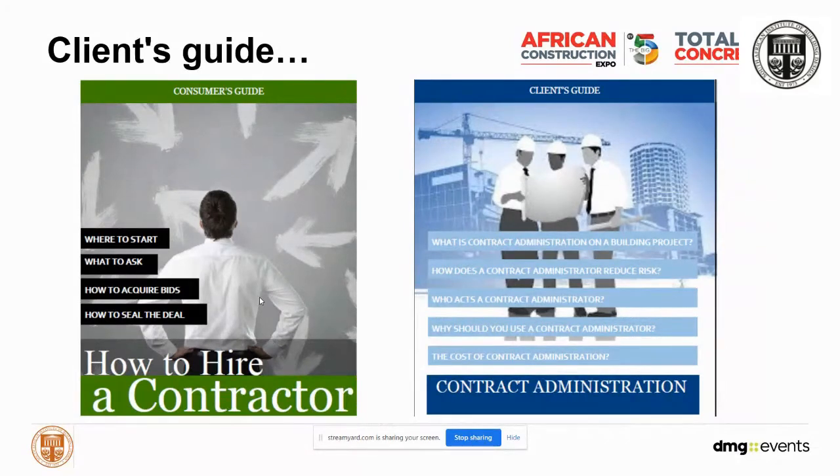And then we have one on contract administration, trying to basically sell to the client why they need contract administration, what it is, and what its use is. And so we have developed these guides to try and entice clients to understand the workings of architecture and to move beyond just the perspective that they are looking for a plan.